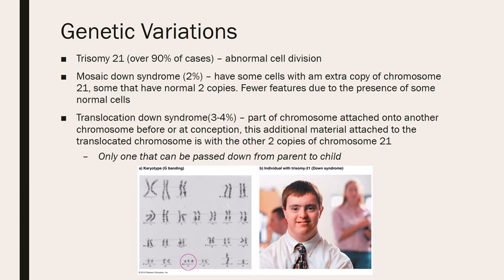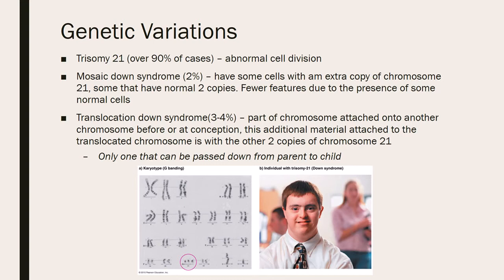There are 3 kinds of Down syndrome. I've already mentioned the first one, trisomy 21, which occurs in over 90% of the cases. Mosaic Down syndrome occurs in 2%, where they have some cells that have that extra copy of chromosome 21, and some of their cells just have the normal 2 copies. This results in fewer features shown in these people.